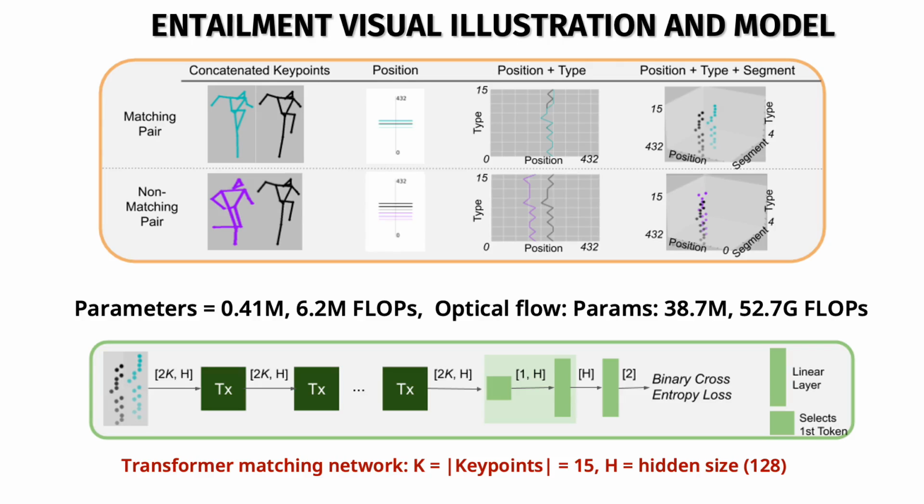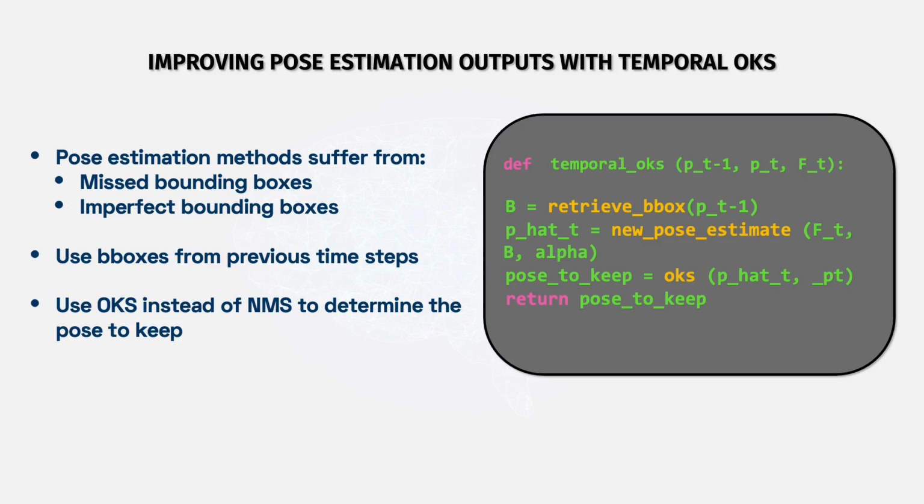These two figures show a visual illustration of a matching pair and a non-matching pair on the top. And on the bottom is our transformer, which only takes the input whether the two poses match. Another contribution of the paper is Temporal OKS that is used to improve the estimation step from HRNet. This is done before the transformer.